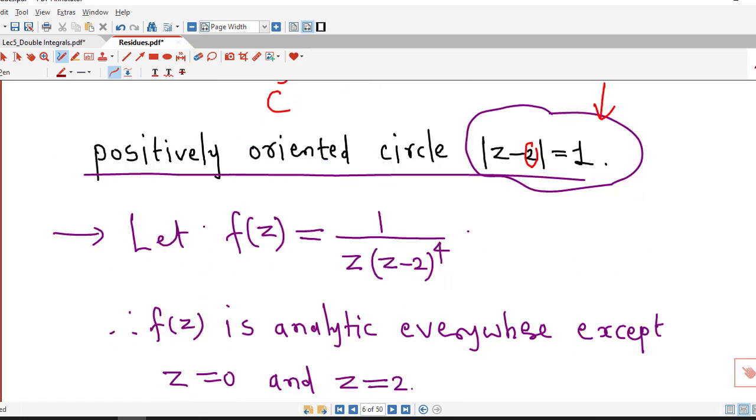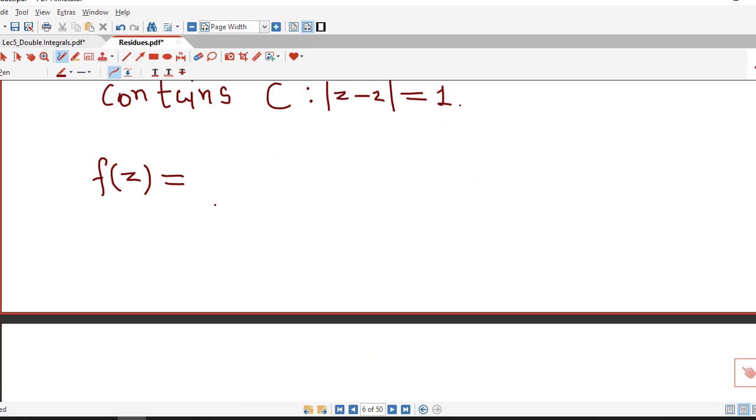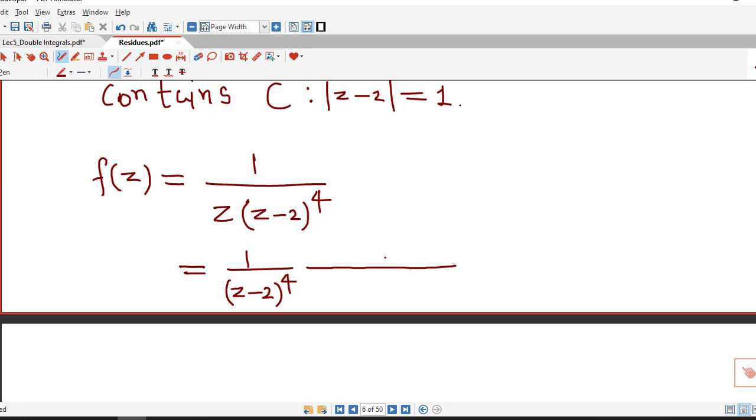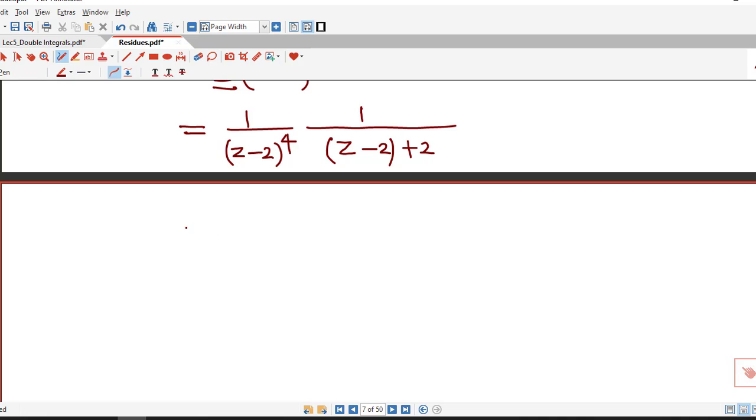f of z is 1 over z into (z - 2) raised to 4. Now this (z - 2) raised to 4 we will keep as it is, since it is already in powers of z - 2, and here we have to adjust, we add and subtract 2. So we rewrite z as (z - 2) + 2, because we require a Laurent series in powers of z - 2. So we keep this as it is.